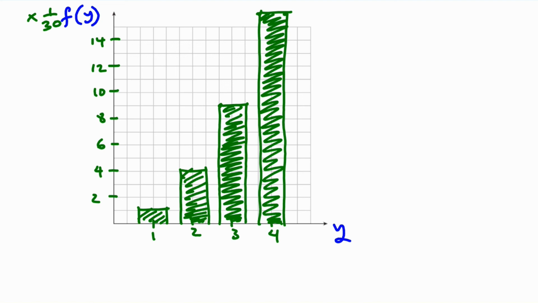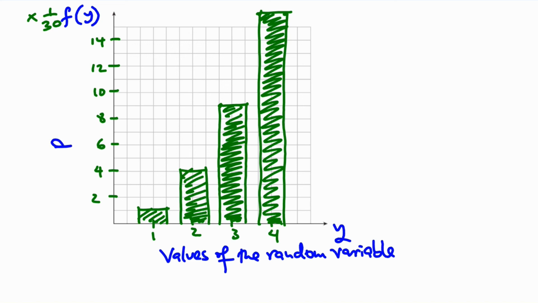So just remember one thing: on the x-axis we have the values of the random variable, and on the y-axis we have the probabilities. And we have our graph.